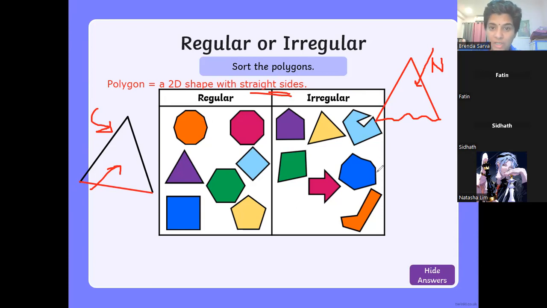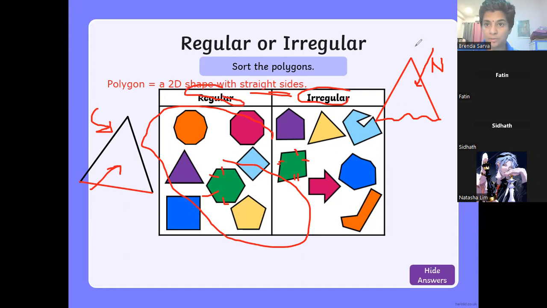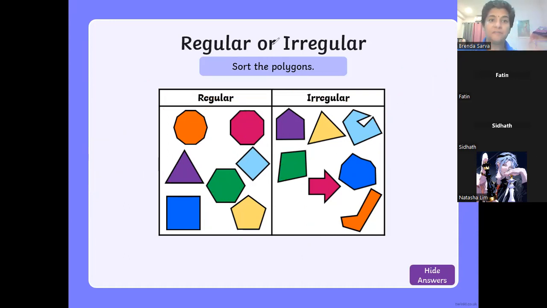Okay, so all these shapes here, they are closed. First notice, they are closed, they are complete, and they have straight lines. See, the lines are all straight. But the only difference is, some of these sides are equal. The lines are equal, the sides are equal. Some of them are not equal. Do you understand? And that makes the whole difference between regular polygon and irregular polygon. Got it? After this, can I have a thumbs up if you guys understand this part?